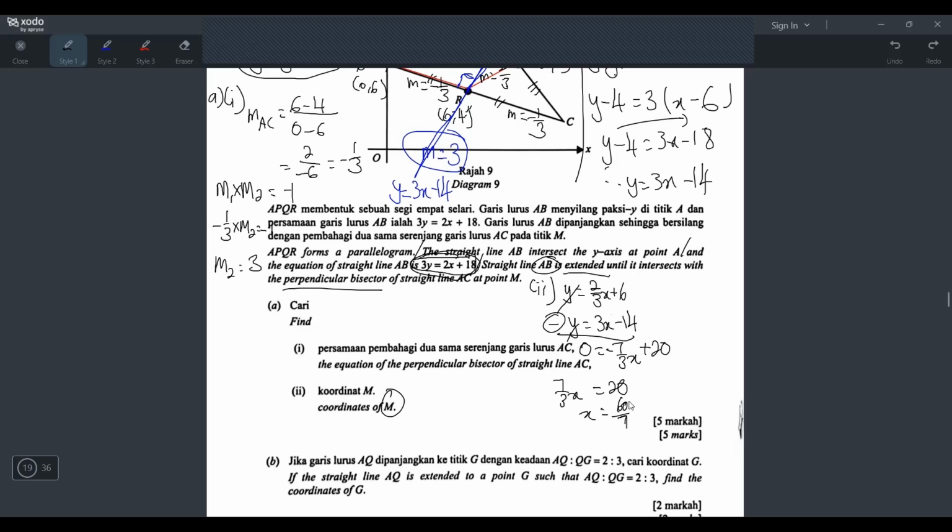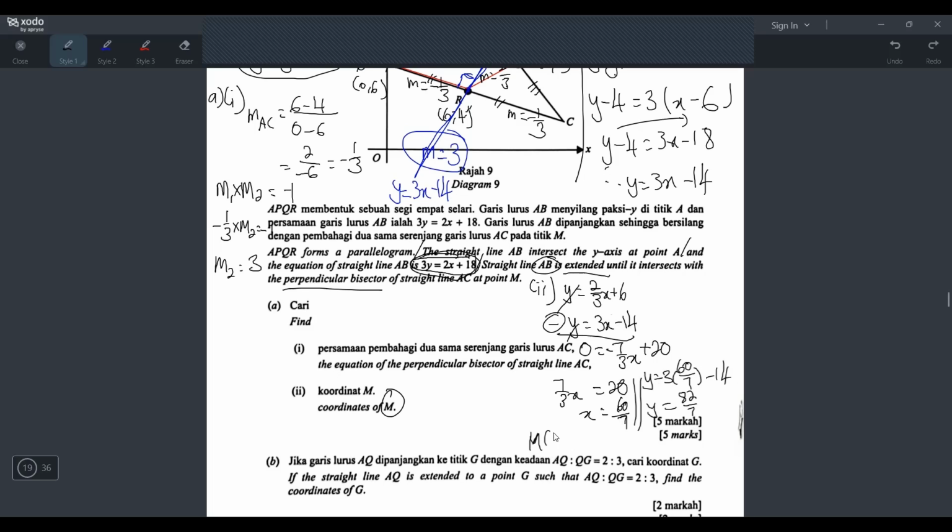Okay, so now you already found x, now you can find y. Let's substitute into one of the equations. Let's substitute into this one, 3x minus 14. The x is 60 over 7. And then just press calculator. 3 times 60 divided 7 minus 14. My calculator gives me 82 over 7. So this is my y coordinate. And then it's done.